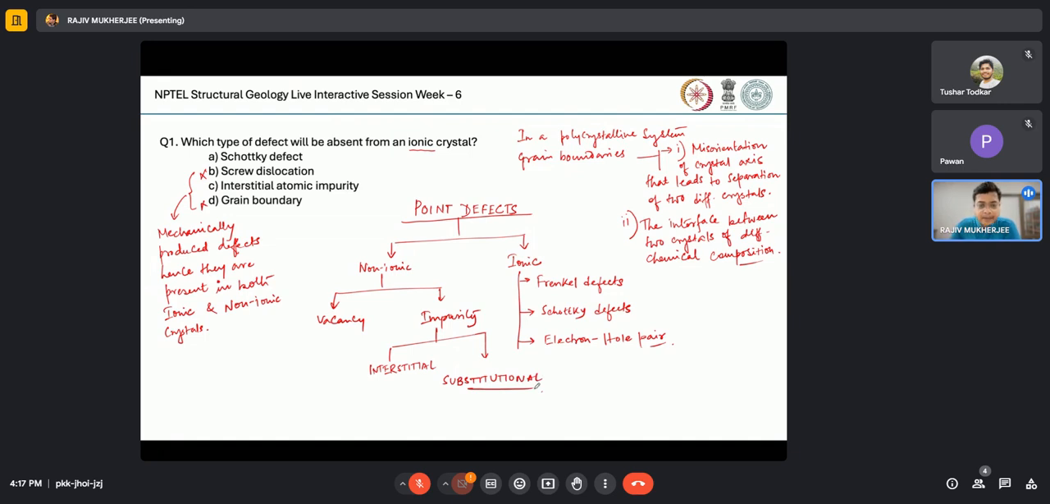So then it is very much clear that interstitial atomic impurity won't be present in an ionic crystal, and that means option C is correct, which is that interstitial atomic impurity will not be generally present within an ionic crystal. Okay, moving on to the next question.